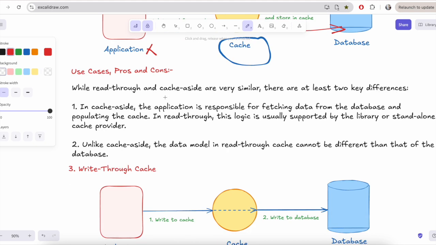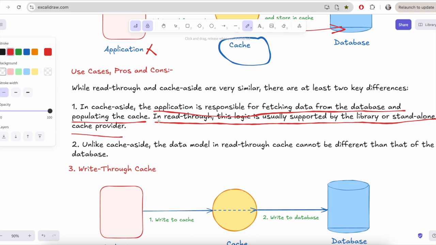So while cache aside and read through cache are very similar, there are at least two key differences. In the first one, the application is responsible for fetching the data from the database and populating the cache. But in case of read through cache, this logic is usually supported by the library or standalone cache provider. So this is the main difference.